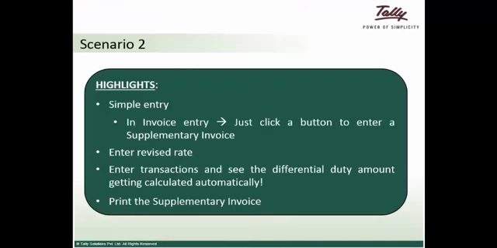As shown in the product demo, in order to pass a supplementary excise invoice, all you need to do is simply open the sales invoice and press Ctrl U. This is the toggle key to switch between the normal invoice and the supplementary excise invoice. Enter the revised rate in the item allocation screen, pass transactions, and see the differential duty getting calculated. It's as simple as that.